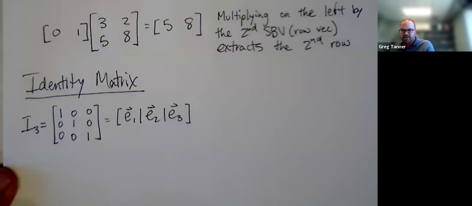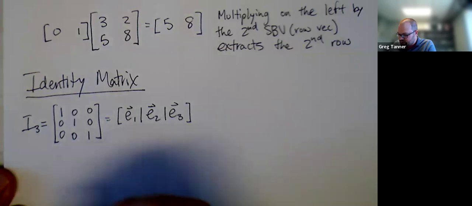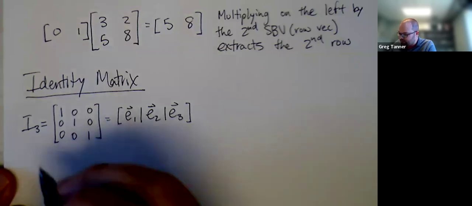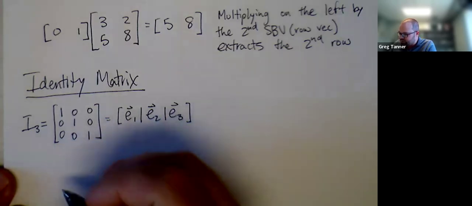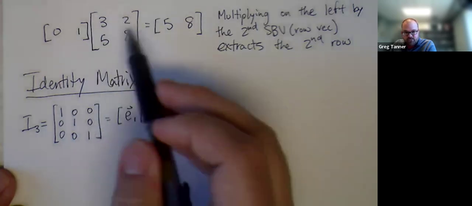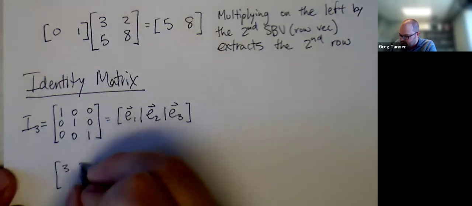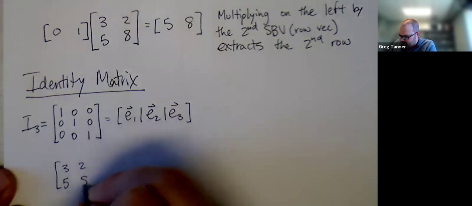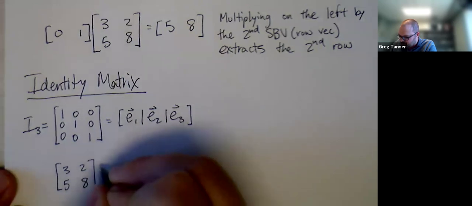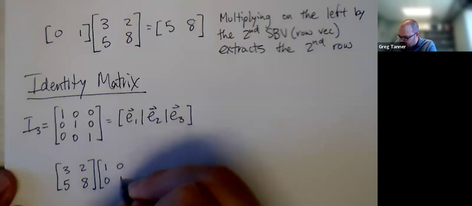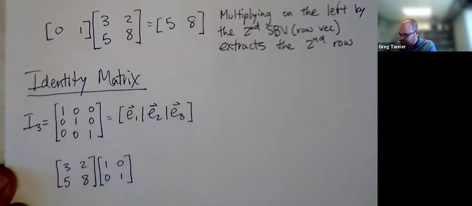And what's so special about the identity matrix? Well, let's go ahead and use it as something that we're multiplying by. So let's actually go back to the 2 by 2 identity matrix and deal with our same A matrix that we've been using throughout this video. And let's multiply on the right by it. So 3, 2, 5, 8, and we'll multiply by the 2 by 2 identity matrix.